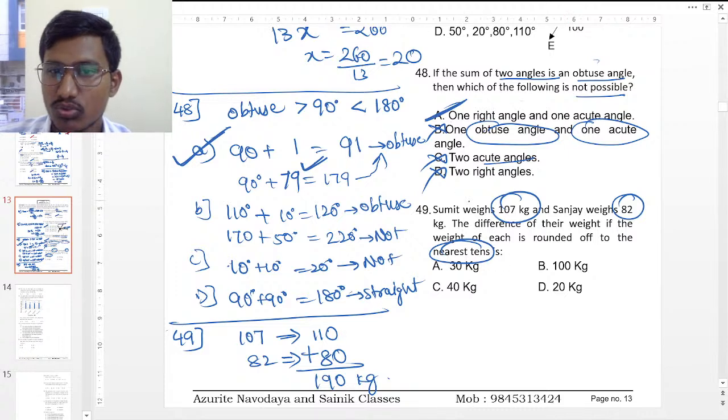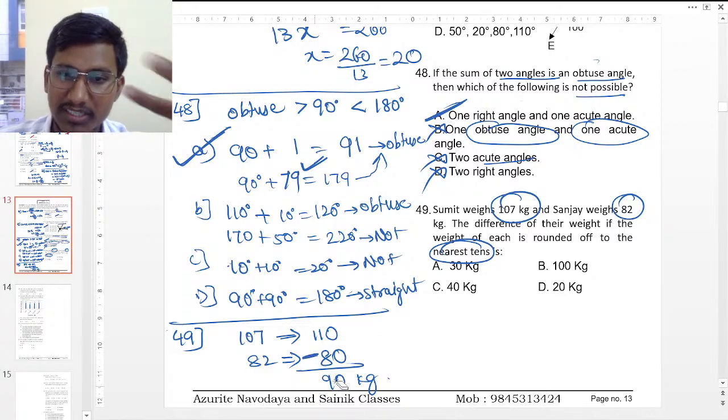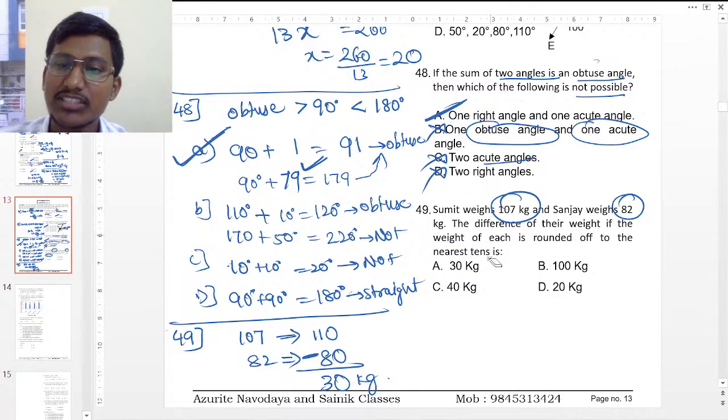Sanjay weighs 82 kg. The difference, sorry, we have to find the difference, minus it, not plus. So I did it plus, that is wrong. So minus it, 110 minus 80, what answer will come? Tell me. That is 30 kg. So 30 kg is which answer?